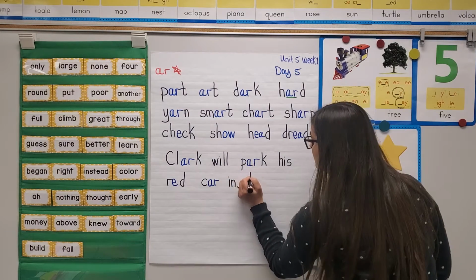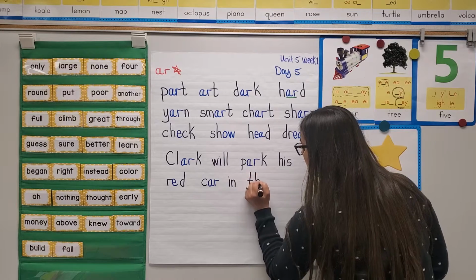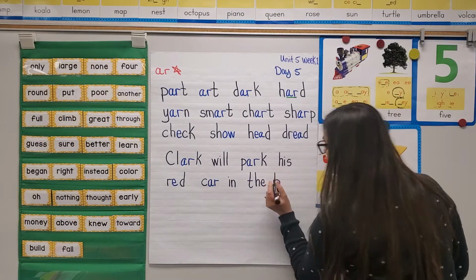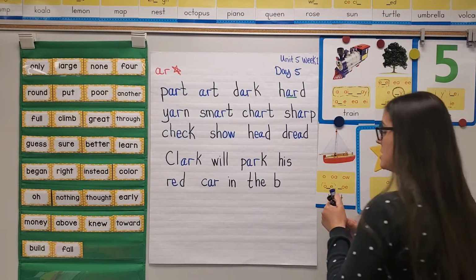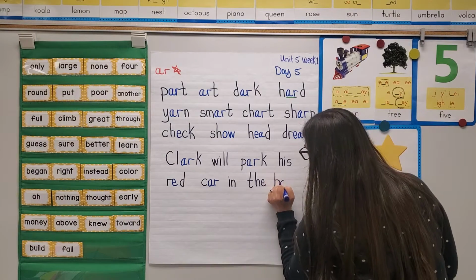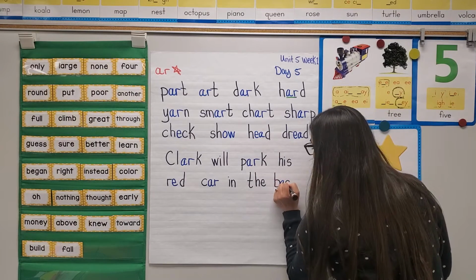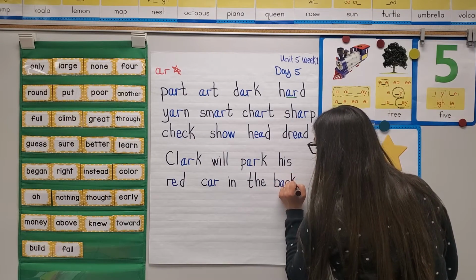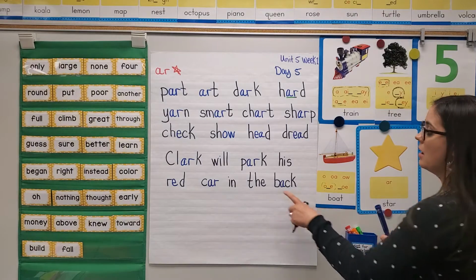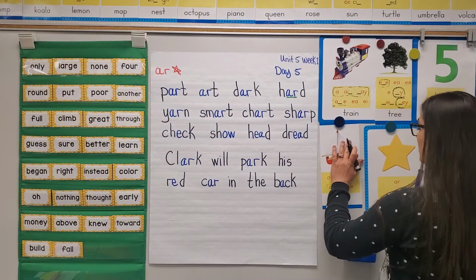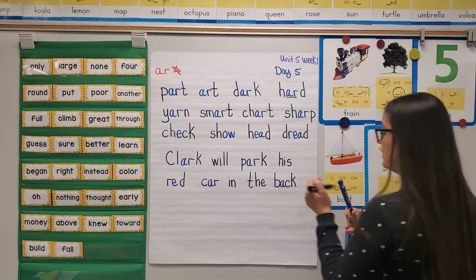In the. B says ba. A says a. CK, ka, ba, ak, back. So what we're going to make here is one of those compound words that we've talked about.